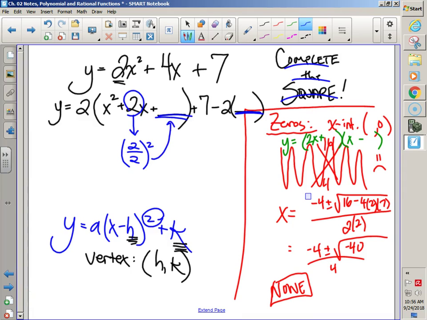2 cut in half is just 1, and 1 squared is 1. And every time you complete the square, which you fill in that blank, why did I do minus 2 times? If I just did plus?